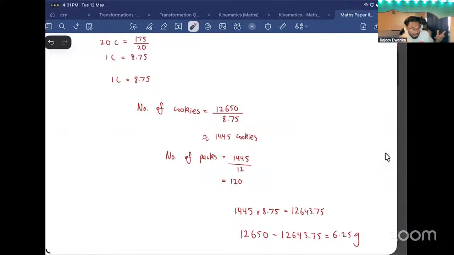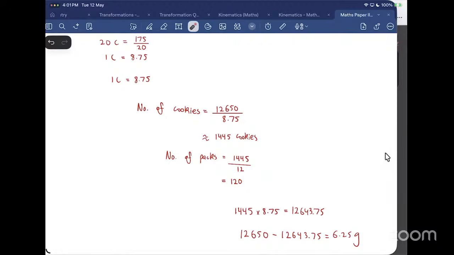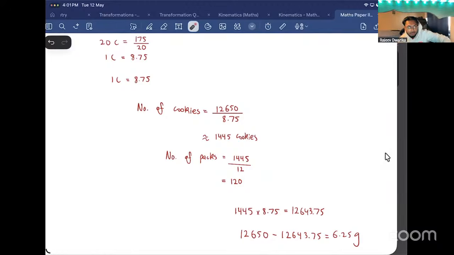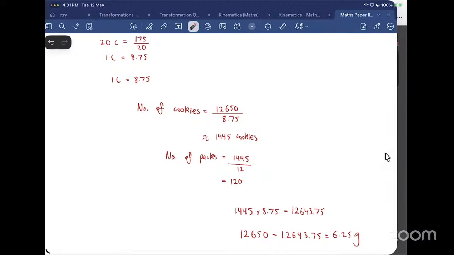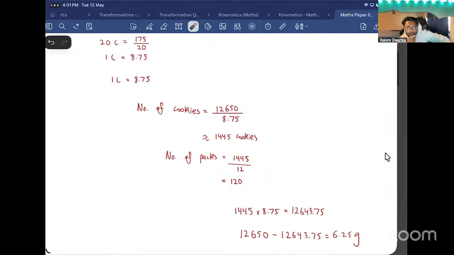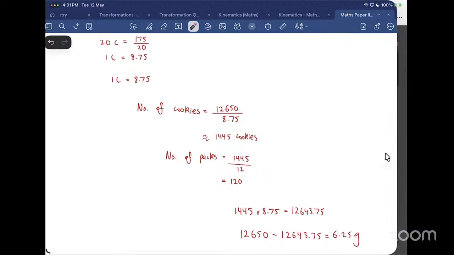The logic is solid. Here we're saying how many cookies we could make: 1445. How much does it take to make one cookie? 8.75. Right. So you multiply it. How much flour do we use? 12,643.75. How much did we have? 12,650. Right, how much remains? 6.25. That's correct.